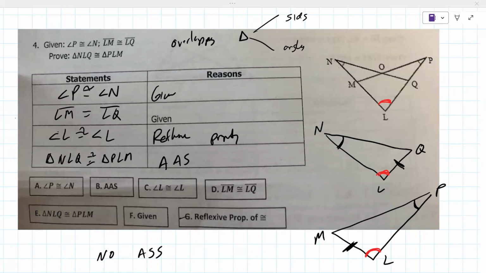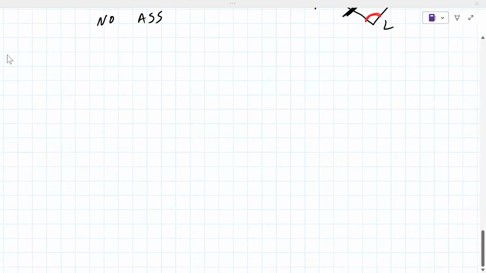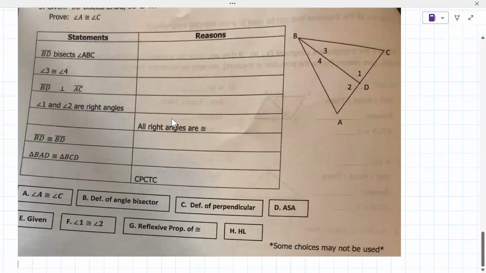Any thoughts on that before we move on? Are you turning this review in, or is it just for your benefit when you practice? Yeah, just for benefit. Okay.